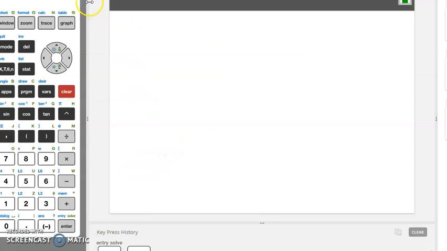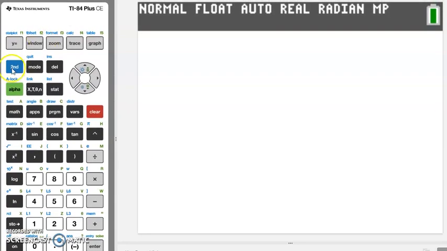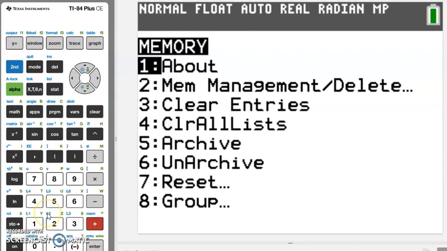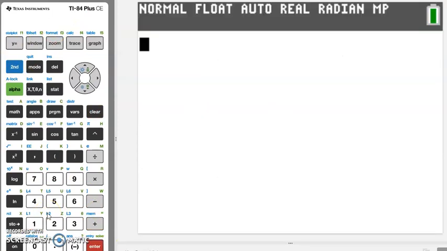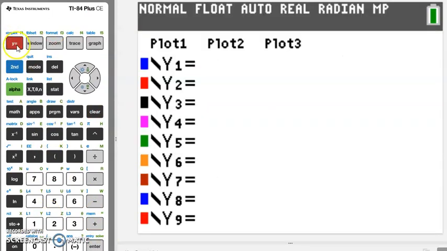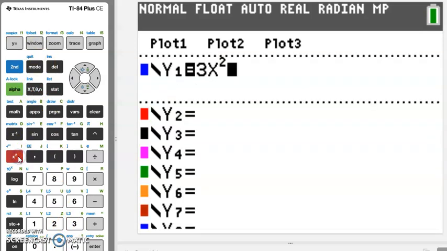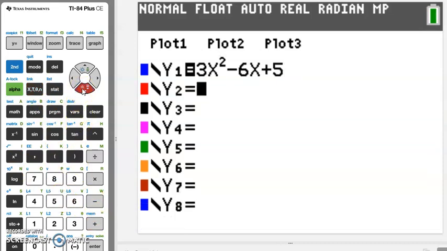Again, you can clear this if you wish. Remember, second function plus 7, 1, 2. RAM cleared. I'm going to put the first equation at y1, and that was equal to the left-hand side, which was 3x squared minus 6x plus 5. And my second equation, y2, was equal to the right-hand side. And again, you don't even have to use the distributive property. Just put it in exactly as you see it: 2x bracket 4 minus x, close bracket.